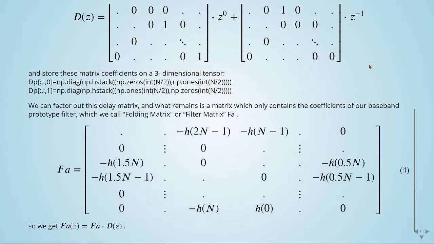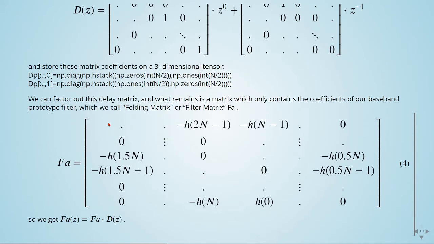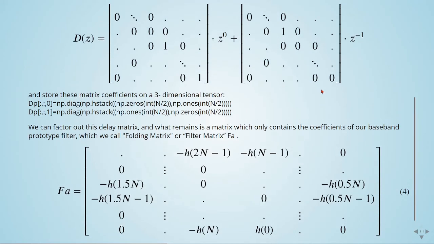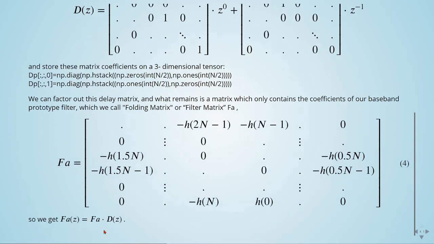We can factor out this delay matrix, and what remains is a matrix which only contains the coefficients of our baseband prototype filter, which we'll call the folding matrix or the filter matrix Fa. This is given here by equation 4, and so we get that Fa of z is equal to Fa times D of z. So this is the Fa, this is the D of z, and when we multiply them we get this Fa of z.